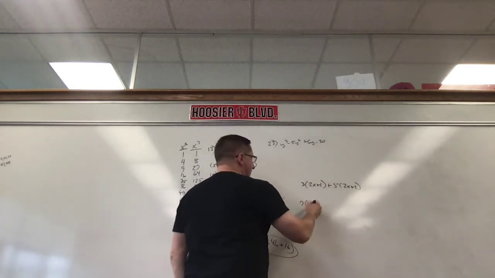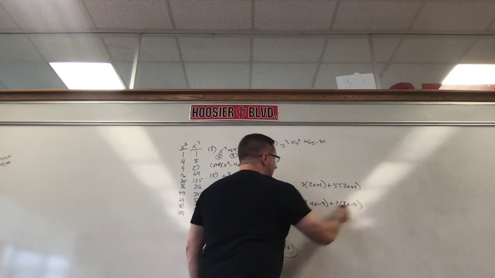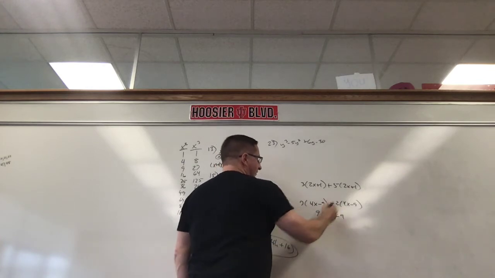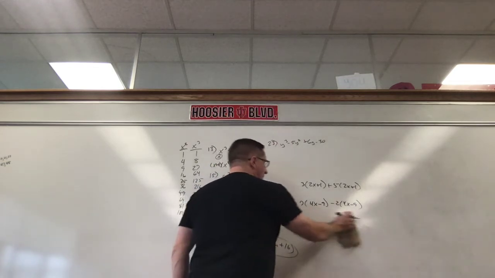So if I give you 7(4x-9) plus 2(4x-9), you'd have 9(4x-9). If it was minus, you do 7 minus 2, which is 5(4x-9). Now this is where it gets a little weird. What if I gave you this?